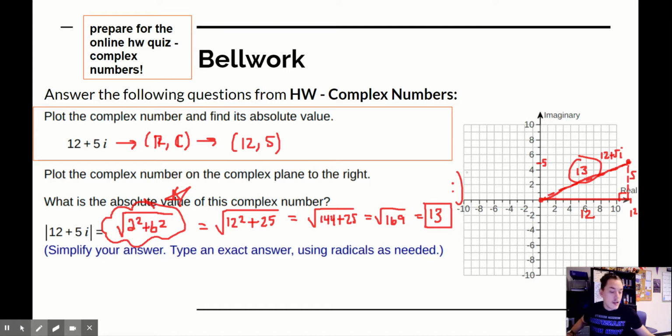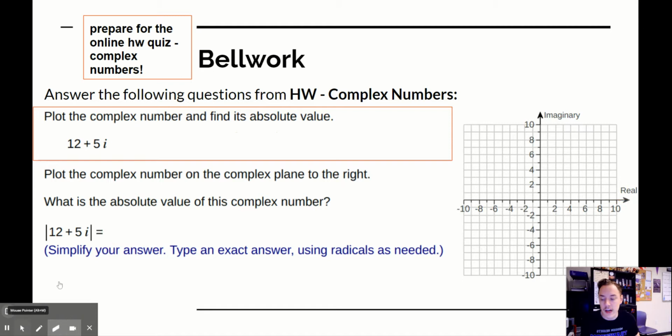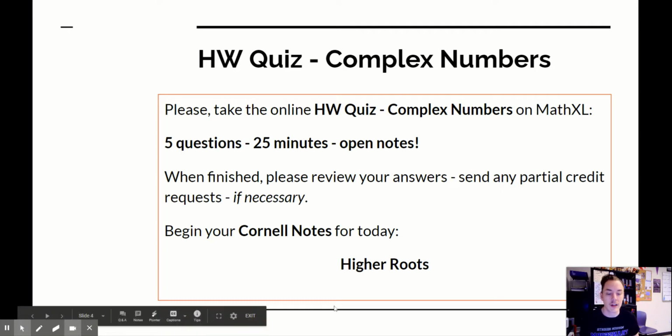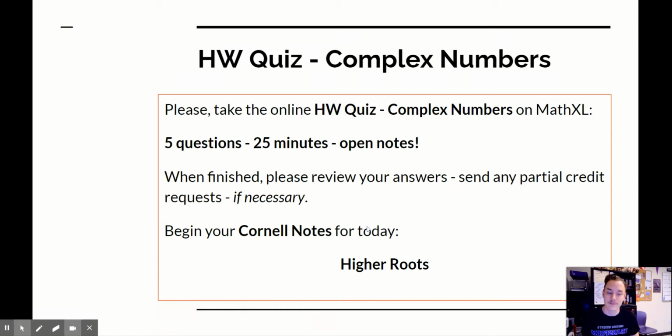So I'm going to erase and get this down. Make sure you have your notes out. Make sure you're actually following along with the bell work. For your homework quiz, 25 minutes, 5 questions for complex numbers, and then we're going to begin using higher roots. So pause the video if you need to take the homework quiz.